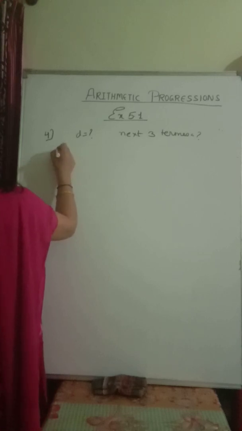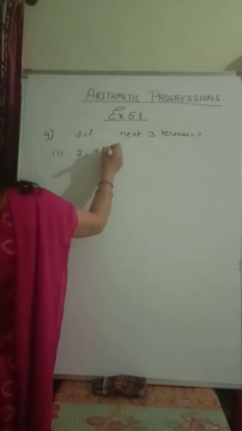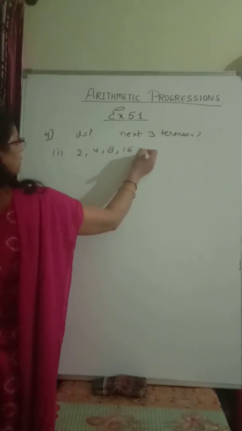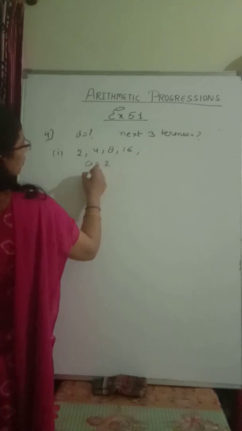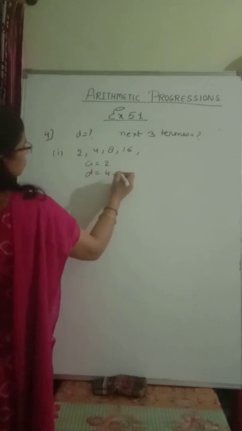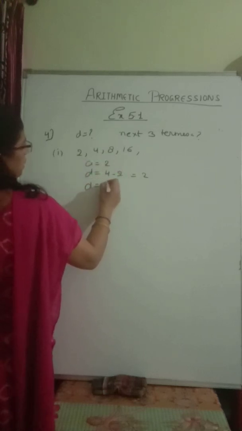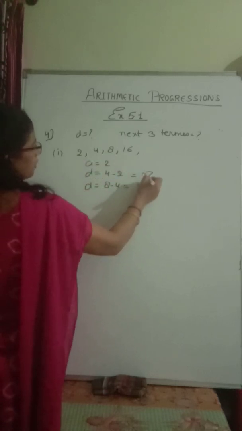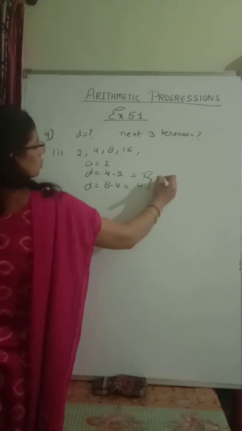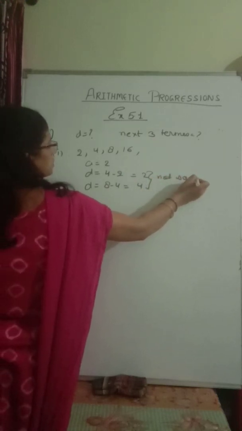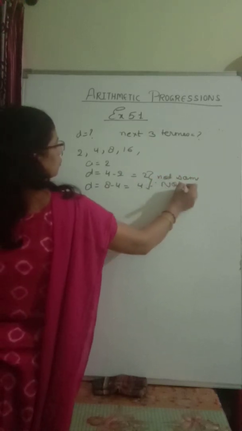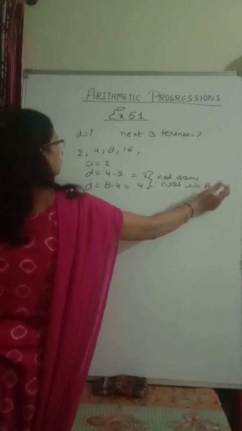The first part: 2, 4, 8, 16. We'll write A is equal to 2. We just have to find the common difference: 4 minus 2 is 2. Then from here, 8 minus 4 is 4. The common differences are not the same, therefore it is not in AP. So the first one is not in AP.